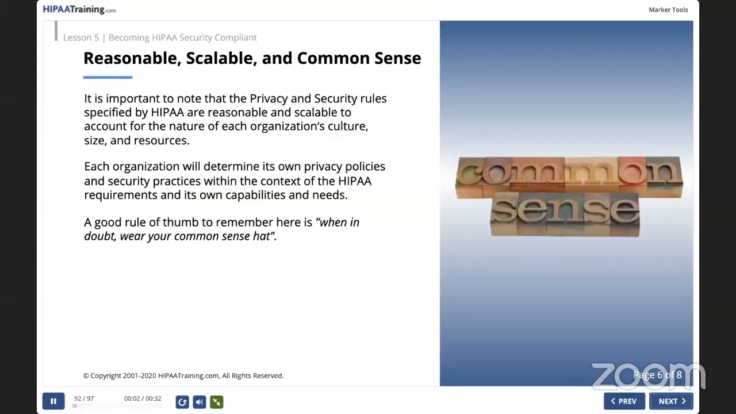Reasonable, scalable, and common sense. It is important to note that the privacy and security rules specified by HIPAA are reasonable and scalable to account for the nature of each organization's culture, size, and resources. Each organization will determine its own privacy policies and security practices within the context of the HIPAA requirements and its own capabilities and needs. A good rule of thumb to remember here is, when in doubt, wear your common sense hat.